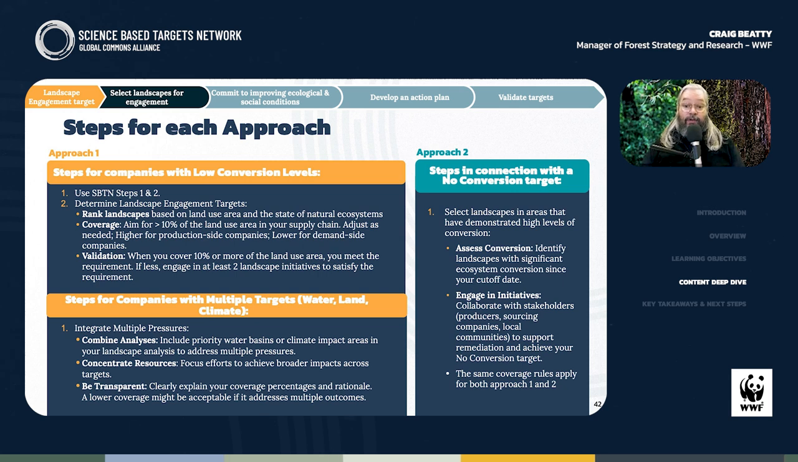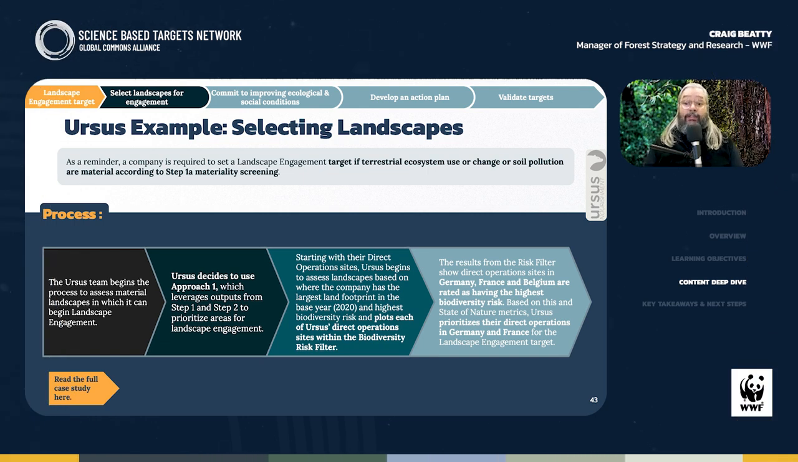Let's now see what our friends at URSUS have done to select landscapes for engagement. The URSUS team begins the process to select landscapes for engagement, which must be material to their operations or supply chains. URSUS decides to use approach 1, which uses the pressure estimates for land use in kilometers squared in combination with the measures of state of nature.